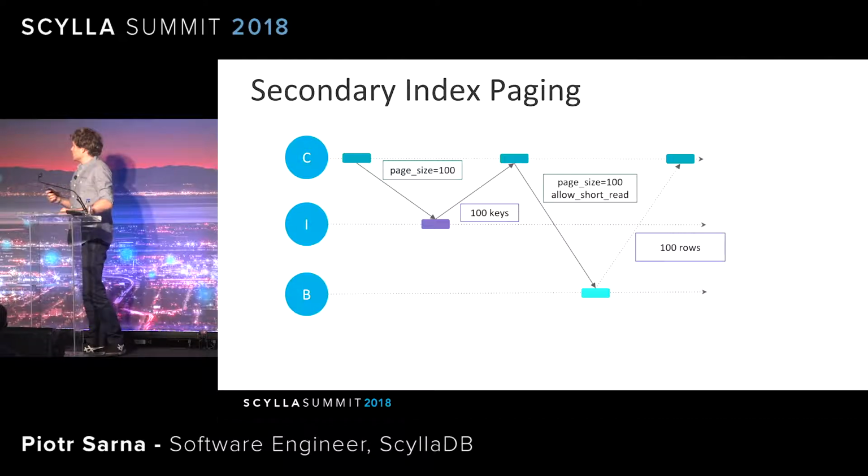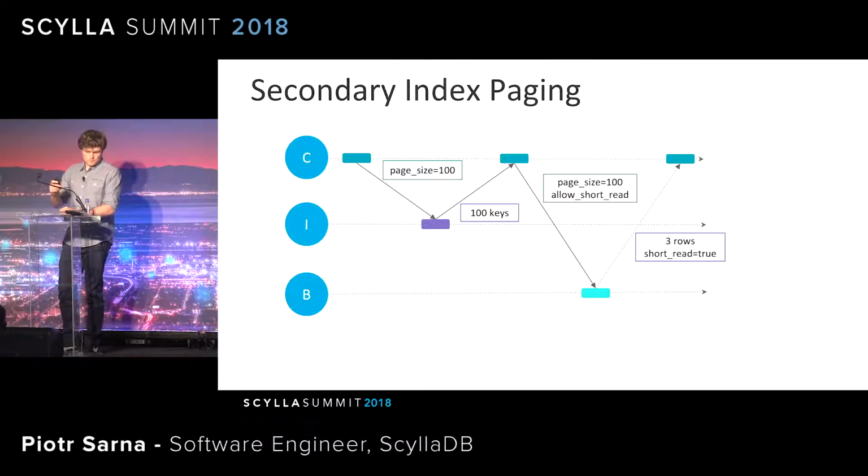And again, let me explain the graph first. C is coordinator, I is an index replica, and B is base replica here. And this one is the optimistic example. First, a coordinator asks for 100 rows. The index replica returns 100 keys. These are small, so they all fit. Then, using these 100 keys, we want to extract 100 rows from the base replica, and they were also small enough to fit, so they were all returned.